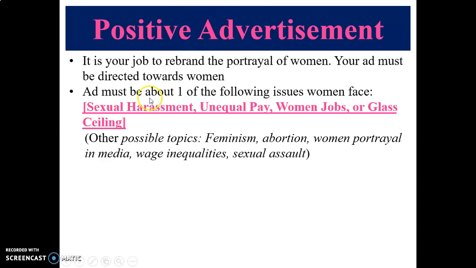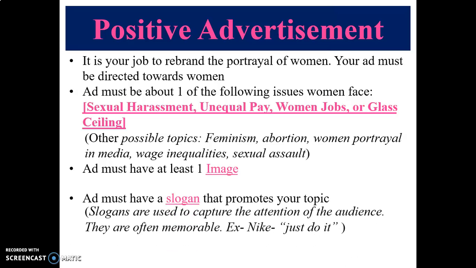On the Google Docs, if you click on each one of these, it'll take you to different resources about all of these topics, issues that women still face today. Your job is to choose one of these topics and create an advertisement that portrays women in a positive way. These are the requirements. You must have at least one image. It could be whatever you want about your topic.